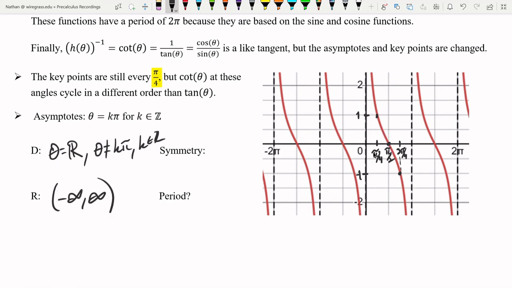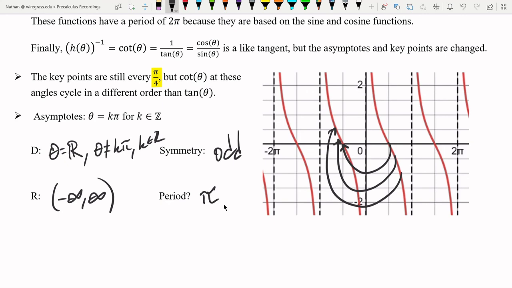Symmetry, if we rotate this around the origin by 180 degrees, see this point here is going to go up to here, this point to here, and so on. You can do that for every single point. This is going to be odd symmetry. Tangent had odd symmetry, so cotangent also has odd symmetry. The period, once again, it's pi periodic.